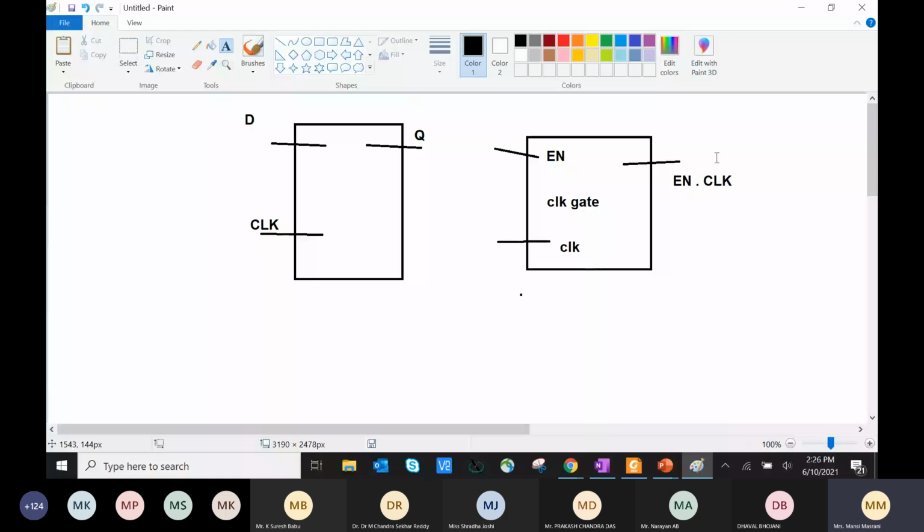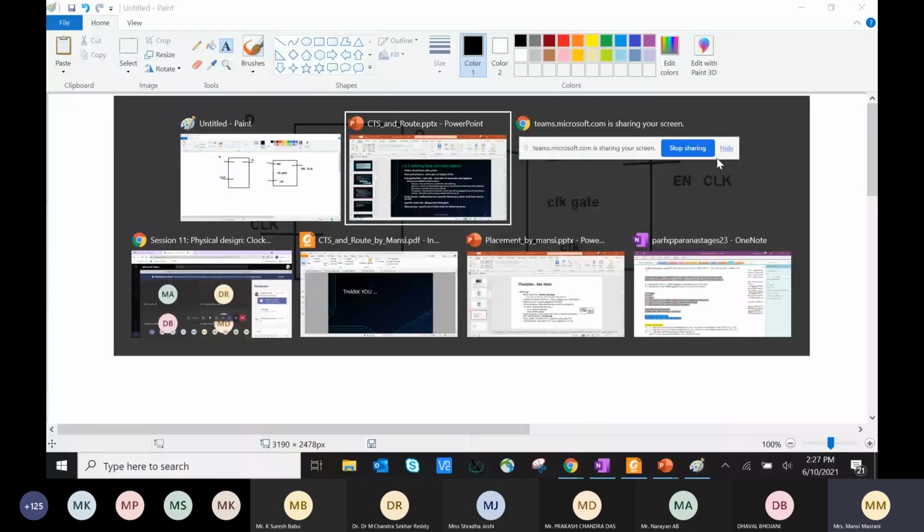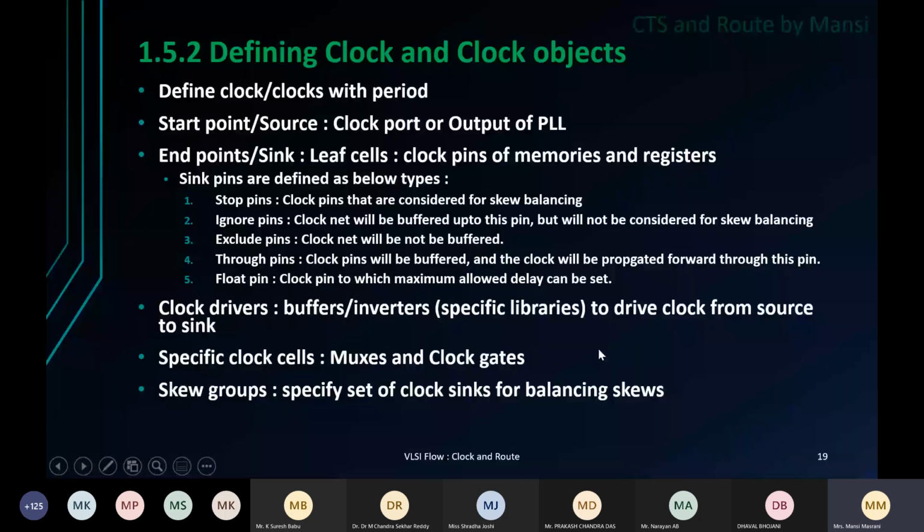Now the float pin. A float pin is something which we define inside the memories, because for some memories we want to say that my clock pin is anyway going to reach this memory at 250 ps. So I want to tell my memory to please not worry and start working before that. That's why I want to set some delay over that pin, and it is called a float pin. We will set a maximum delay of 250 ps on that memory clock pin.